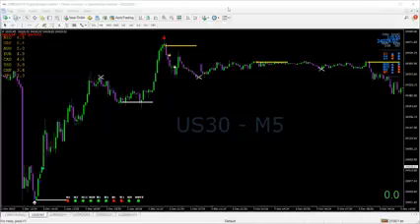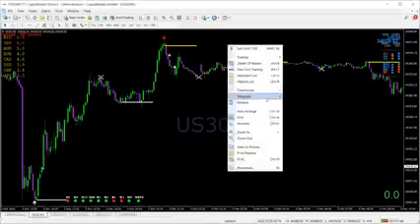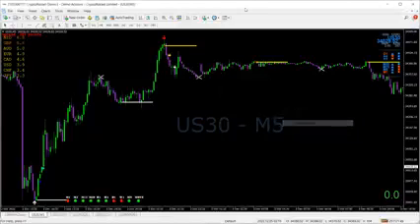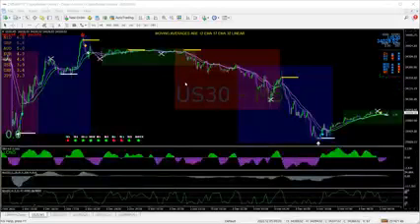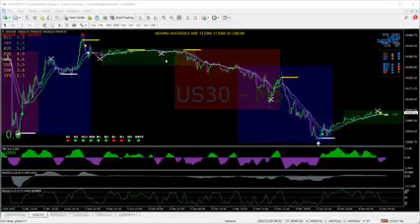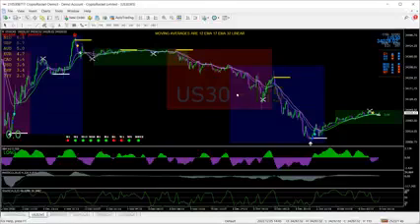Any other questions, guys? Anybody have a question? Anybody lost? Just quickly, for the sessions template there, what do the colors represent? Green is Asian, red is London, blue is New York. So when they overlap, that's when London starts. When this overlaps London, that's where New York starts. Okay. Yep. That's what that means.